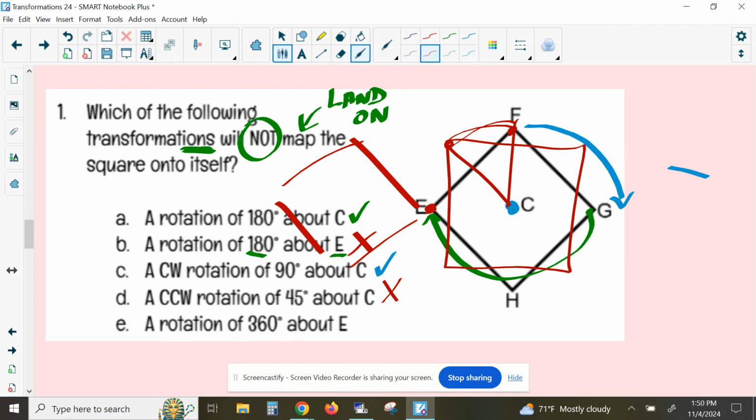The last one, a rotation of 360 about E. So that means, where am I stabbing it down? On E, and I'm spinning this whole thing 360. And it actually doesn't matter which way I go, right? So I take this whole square and I spin him all the way around. He's going to be exactly the same, because watch. If you hold E all the way around 360, boom, he's going to be right on top of himself, right? So this is good. So to answer that question, which one of these will not?